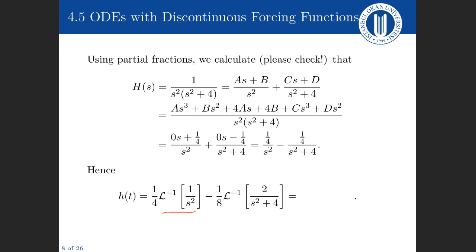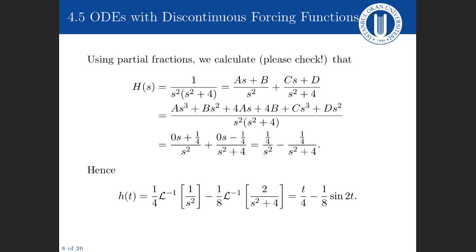The inverse Laplace transform of 1 over s squared, we know this, we can find this on our table of Laplace transforms. 1 over s squared plus 4 is not on the table, but 2 over s squared plus 4 is on the table. So I'm taking 1 over 8 outside, and I'm leaving 2 over s squared plus 4 inside the inverse Laplace transform. This is just t over 4 minus 1 over 8 sine 2t.